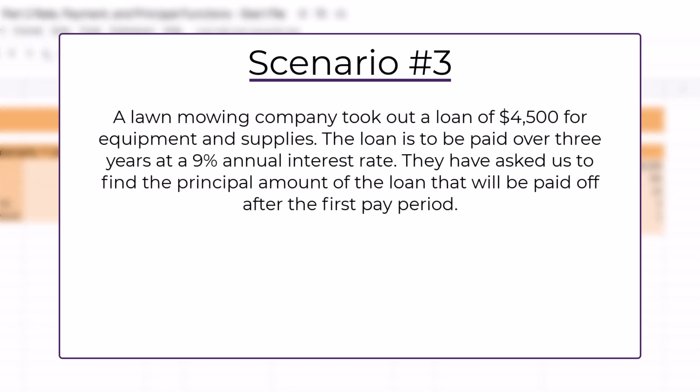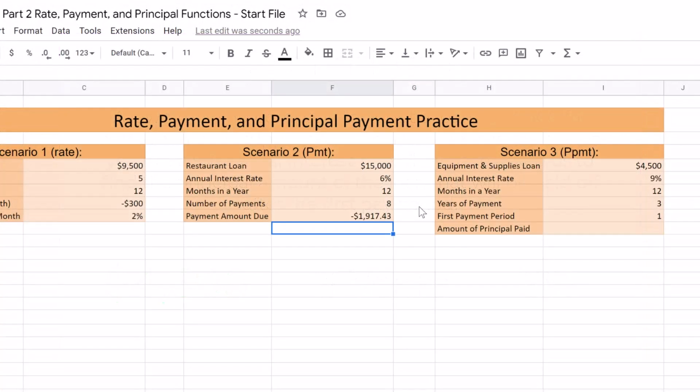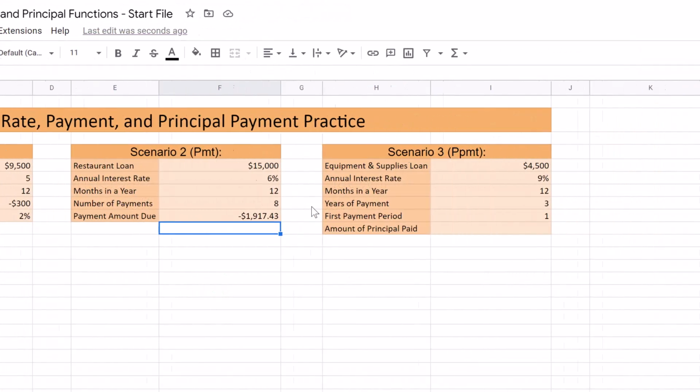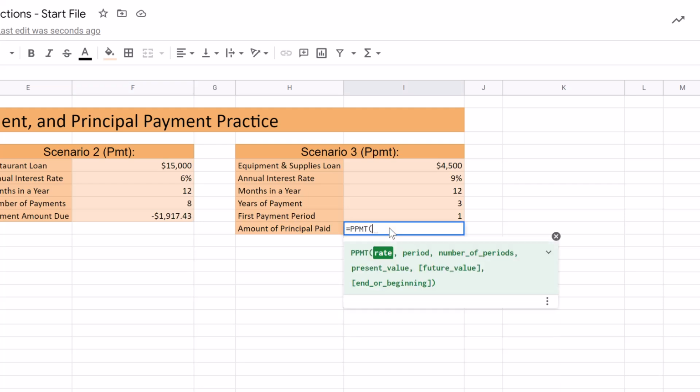A lawn mowing company took out a loan of $4,500 for equipment and supplies. The loan is to be paid over 3 years at a 9% annual interest rate. They have asked us to find the principal amount of the loan that will be paid off after the first pay period. To do this, we double-click in cell I10 and type equals PPMT with an opening parenthesis.